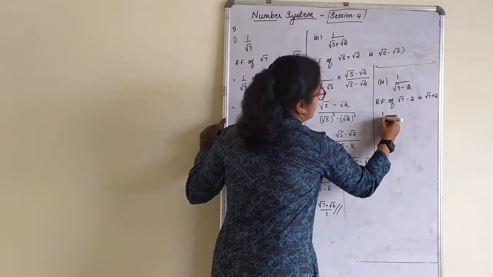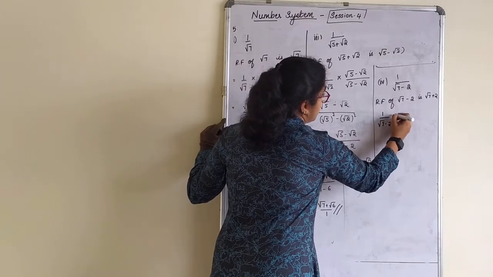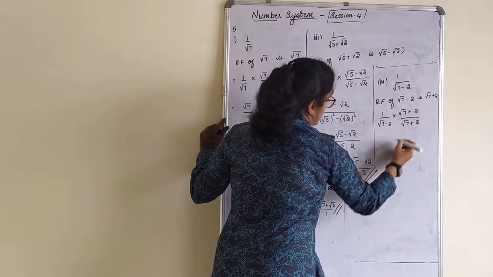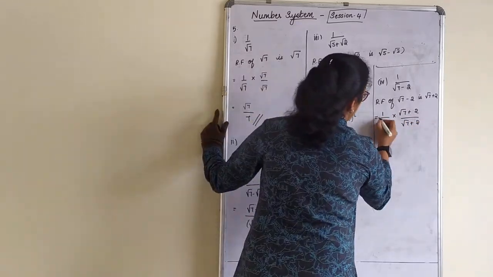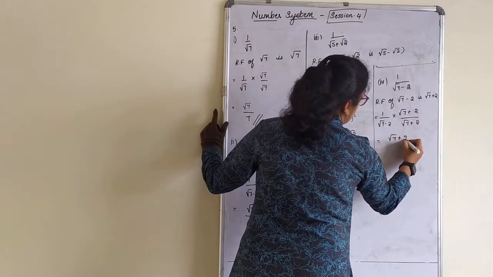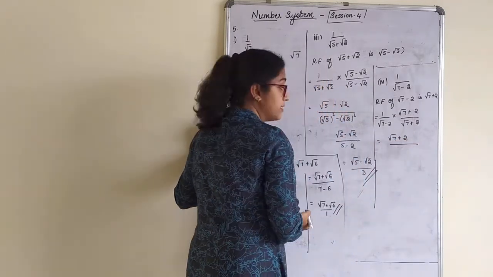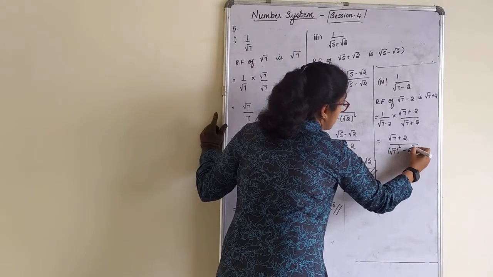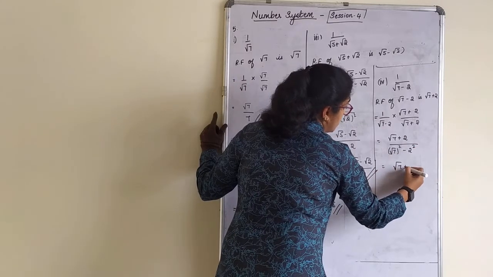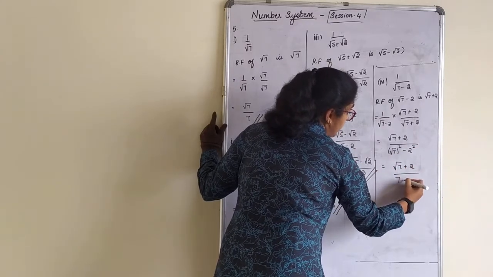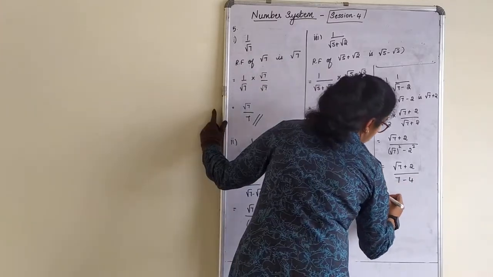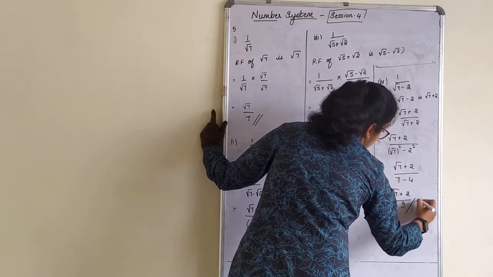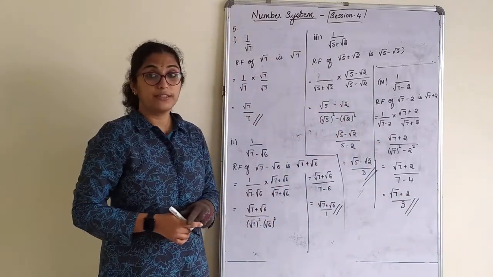So 1 upon root 7 minus 2 into root 7 plus 2 divided by root 7 plus 2 equals root 7 plus 2 divided by, a plus b, a minus b, a square minus b square, root 7 whole square minus 2 square. Root 7 plus 2 divided by, root 7 whole square is 7, minus 4, root 7 plus 2 divided by 7 minus 4 is 3, right?